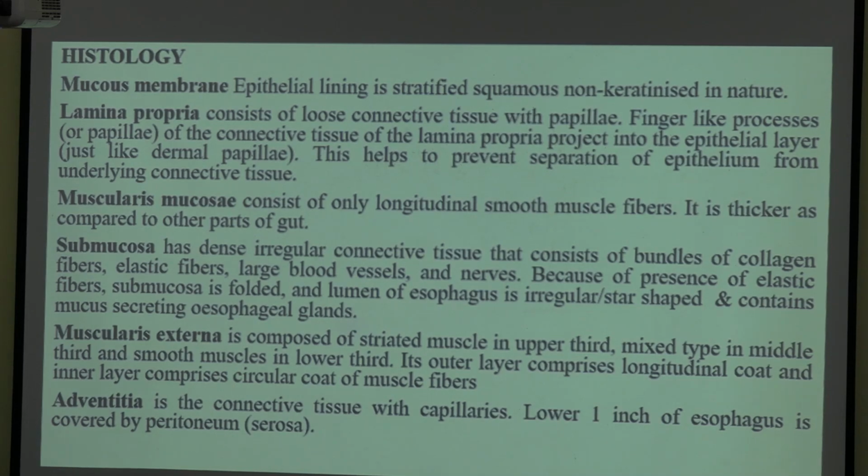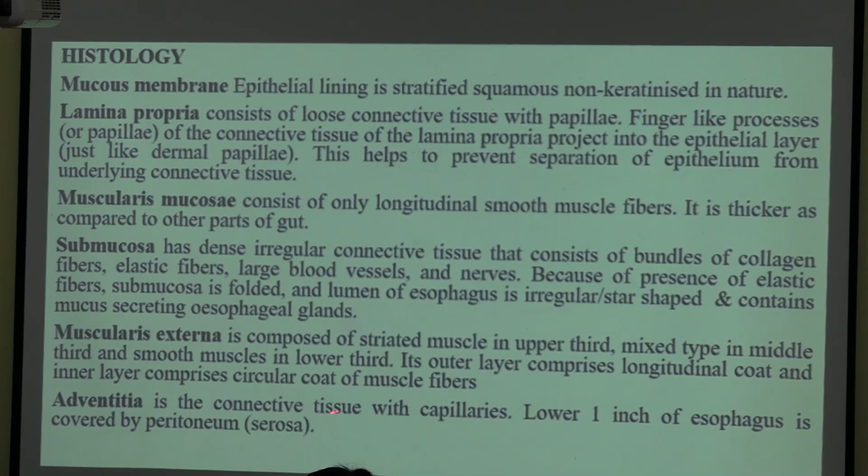About the lumen of the esophagus, we know that the esophagus is a tubular structure. So if you take the TS, what will be the appearance? Star-like. The lumen is irregular, star-shaped, and contains mucus-secreting esophageal glands, which I have shown you just now. The muscularis externa is composed of striated muscle in the upper third, mixed in the middle part, and in the lower third only smooth muscles are present.